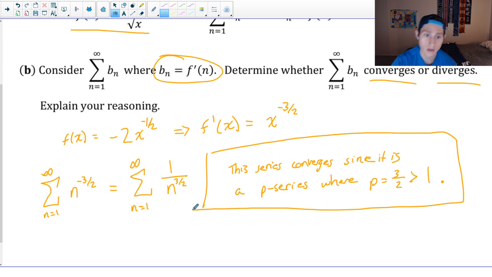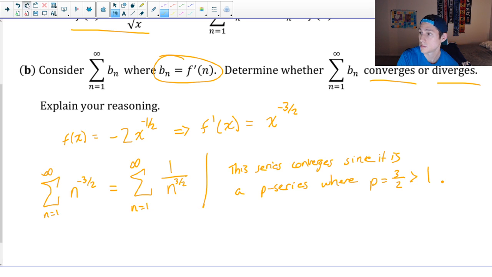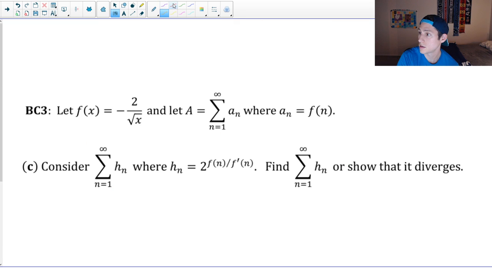So again, another very quick problem, provided that we can recognize what we're looking at. Okay, so all we had to do was first take a derivative and then look at that series, and recognize that if I just rewrite it as a fraction, it's a p-series. Oops. Part C.